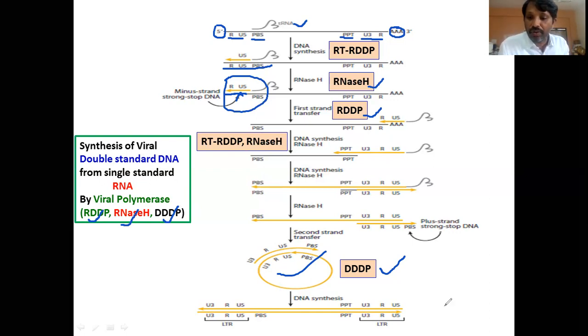Now we will go to the next slide, where we have to prove that RNA viruses, or RNA tumor viruses, have polymerase with three enzyme activities, and also whether they have RNA-dependent RNA polymerase activity or not.